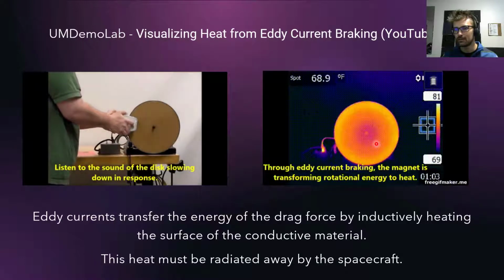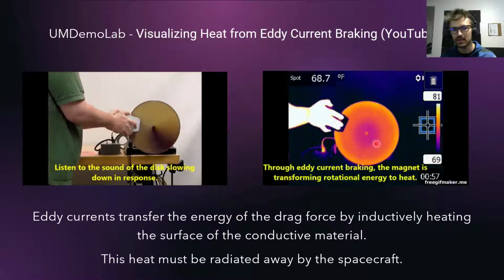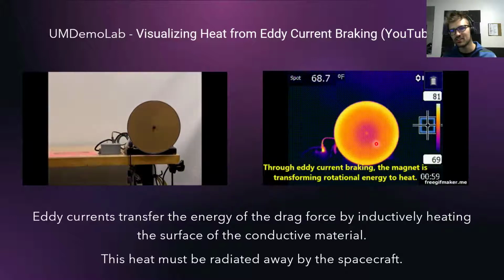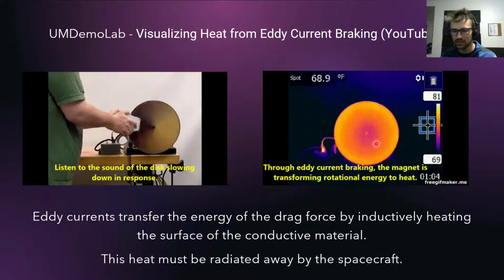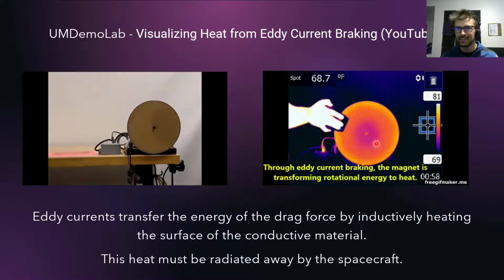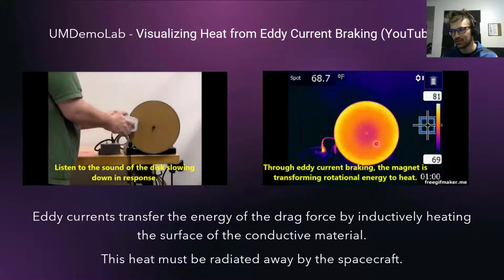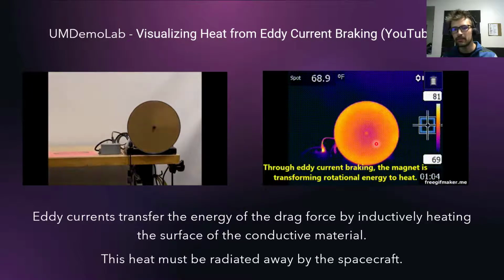For anybody who's familiar with heat transfer mechanisms, conduction, convection, radiation, your spacecraft isn't touching anything other than the vacuum of space. No conduction, and convection is not really significant because you're in basically a vacuum. So you need to radiate this heat away.